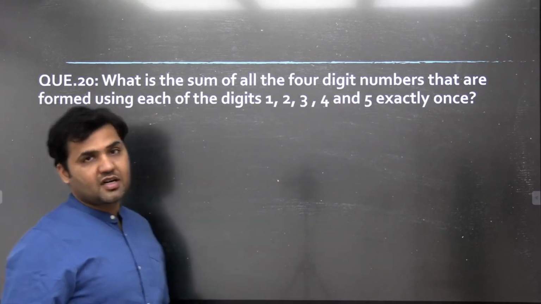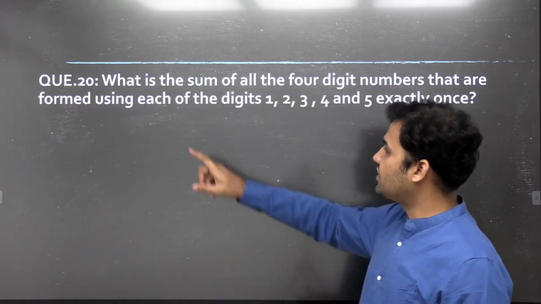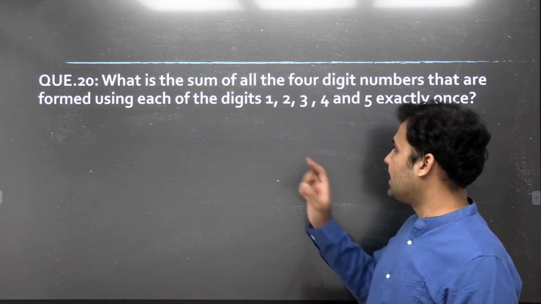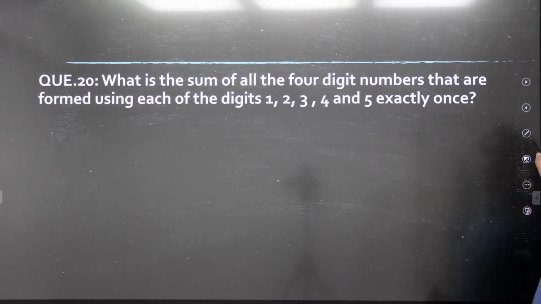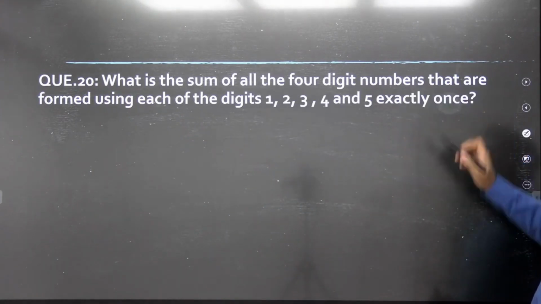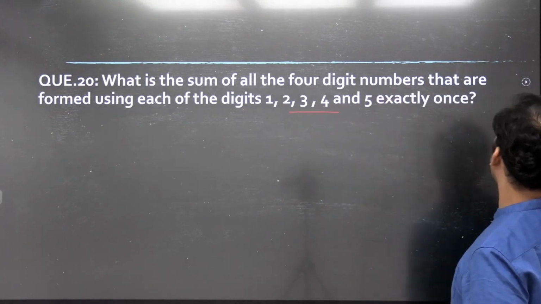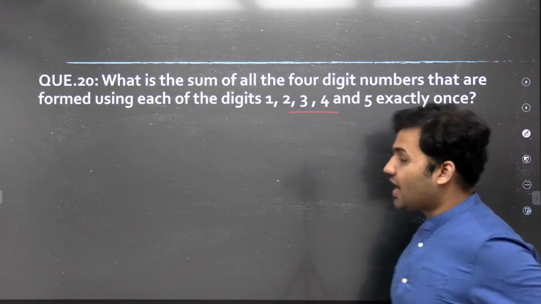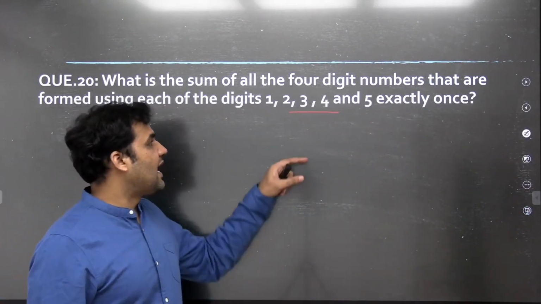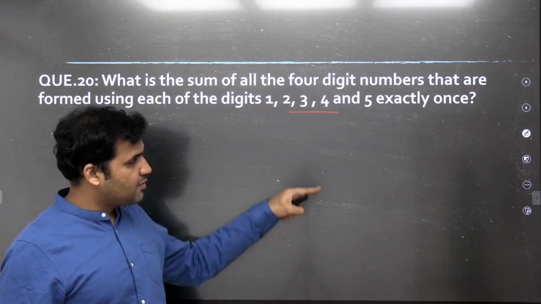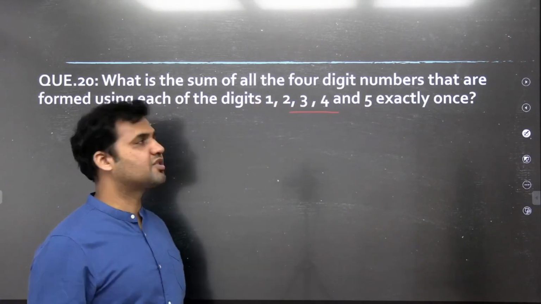So we have covered 19 questions till video number 3. So in this part, we will start from question number 20. Read the question. It says, what is the sum of all the 4-digit numbers that are formed using each of the digits 1, 2, 3, 4 and 5 exactly once? So every digit is being used exactly once, and whatever is the total possible numbers, we are supposed to find out the sum of all those numbers.